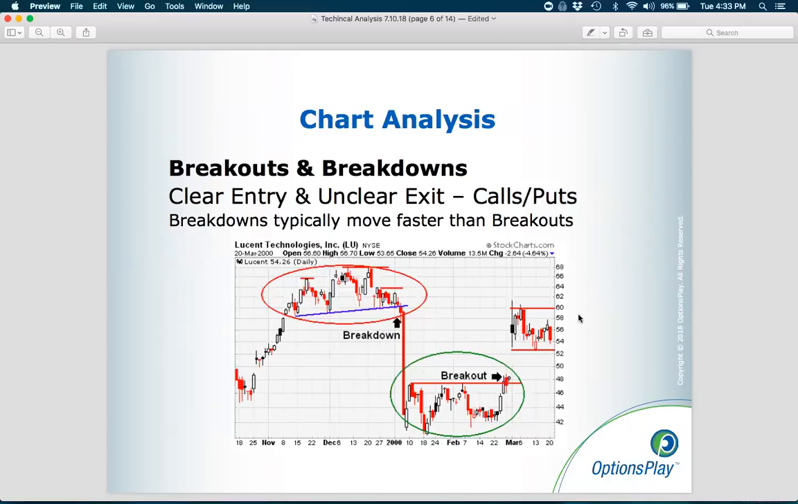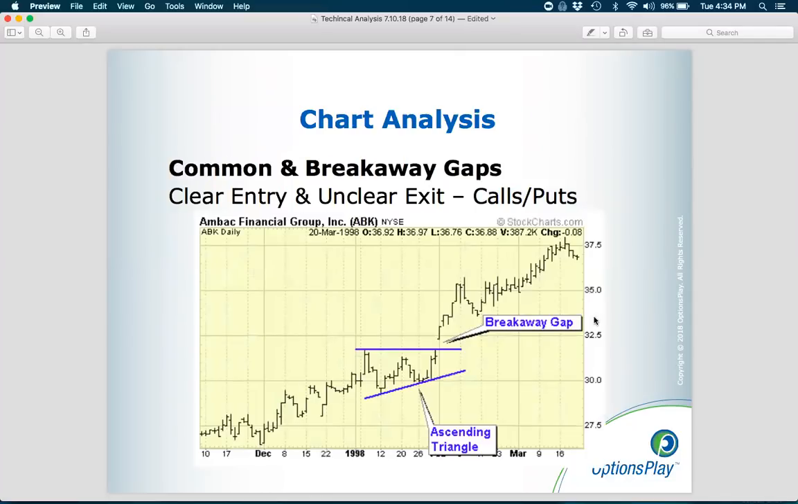If it was, just type yes into the chat window so that I can move on to the next slide. If there's any questions, I'll leave them in for the end. But it looks like everyone seems to be pretty clear on breakouts and breakdowns and using calls and puts for these types of strategies.